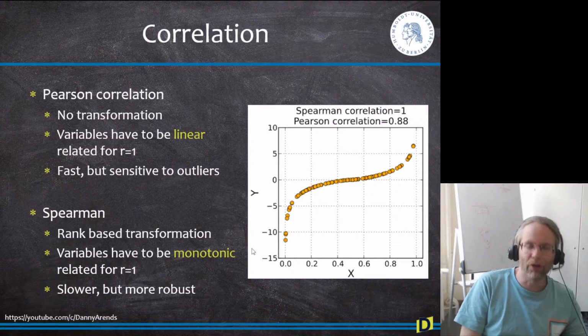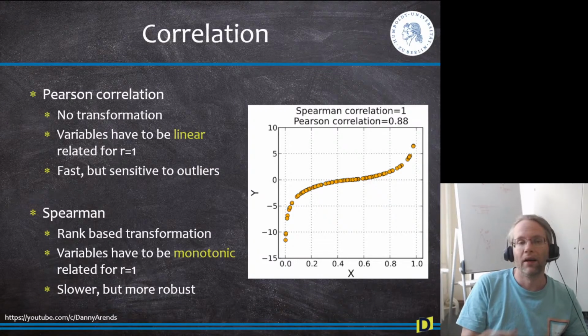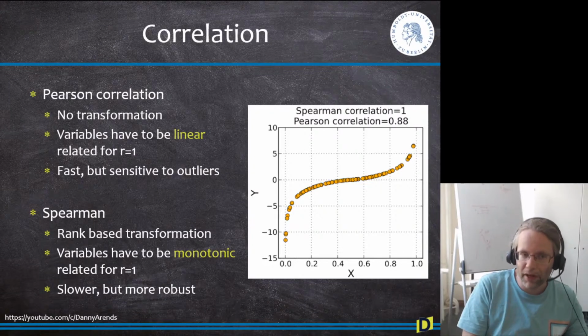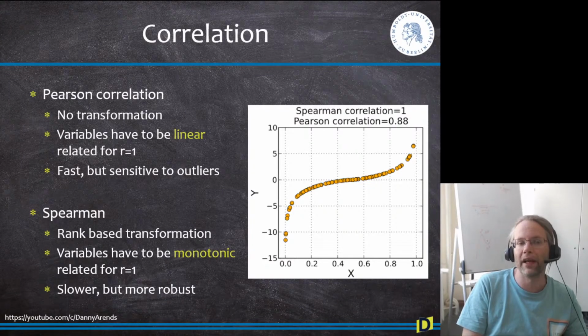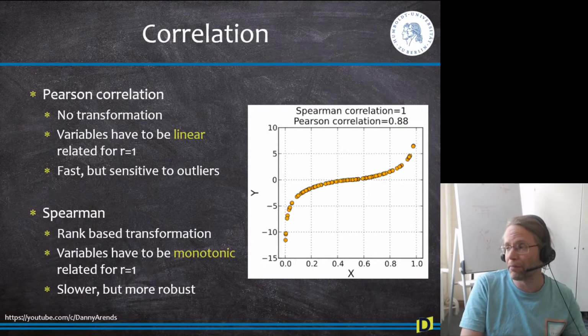So Pearson correlation, like I told you, doesn't do any transformation on your data, but variables have to be linearly related to have a perfect correlation coefficient. It's fast, sensitive to outliers, and it has a normality assumption, and it's only reliable when you have 30 measurements or more.